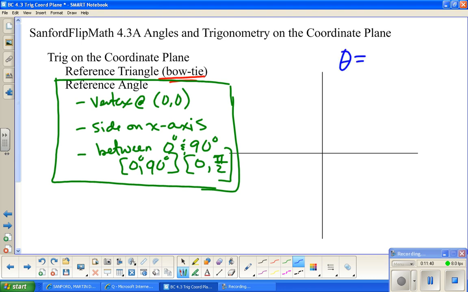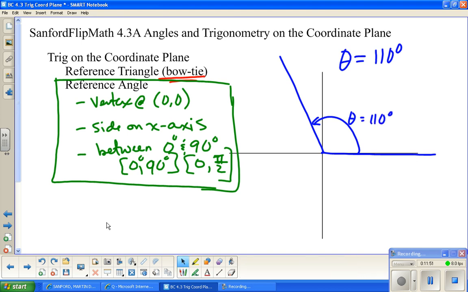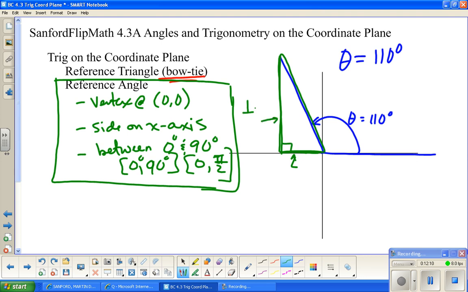So let's say the actual theta value is 110 degrees. From the initial side, we're going to rotate to here, so theta equals 110. What I want to do is draw a reference triangle for this. The reference triangle always has to be made so that one side is on the x-axis, one side is perpendicular to the x-axis, and then this has to go to 0, 0.